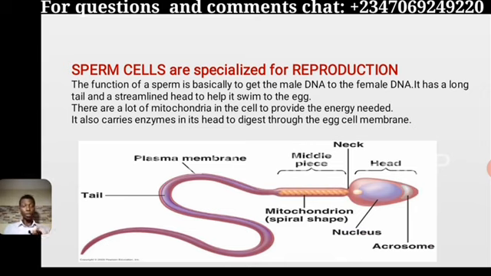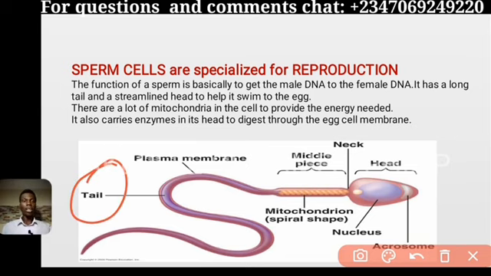Let me explain a few things so that you don't forget. For it to perform its function, it needs three structures. I'm going to circle that. The tail for swimming, the mitochondria in the middle piece for what? For energy. What does it need the energy for? It needs to swim some distance. So as it's swimming, it needs energy to do that. What provides it? The mitochondria.